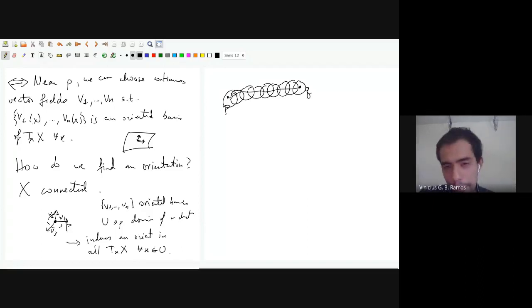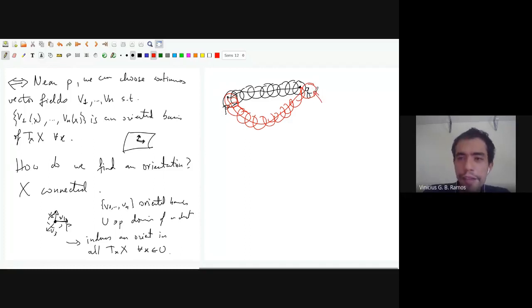Like, I have a path from P to Q. If I choose another path, I can choose another set of charts. And then I'm going to get an orientation on the tangent space at Q. And there's nothing that guarantees these two are the same. Okay? So that's the problem. This way of doing it is not necessarily the same.